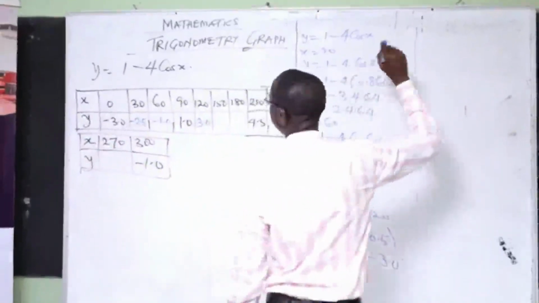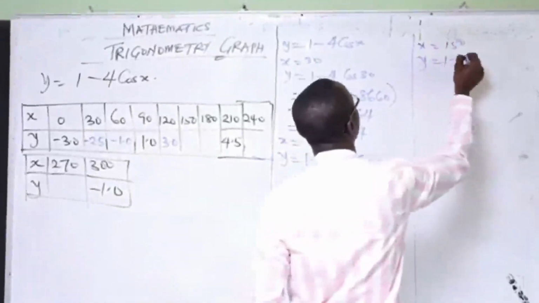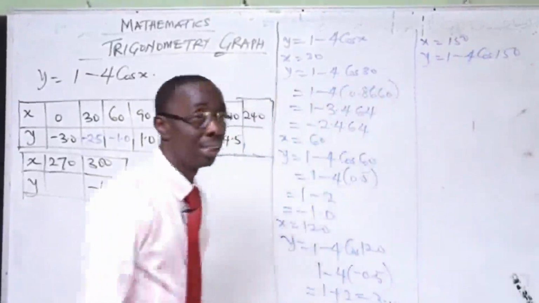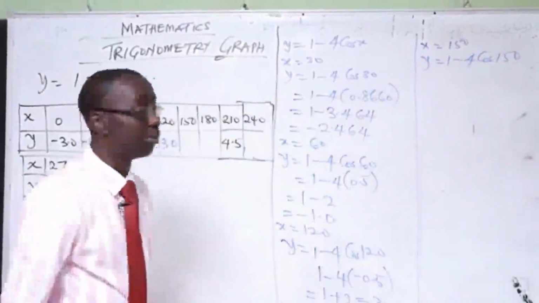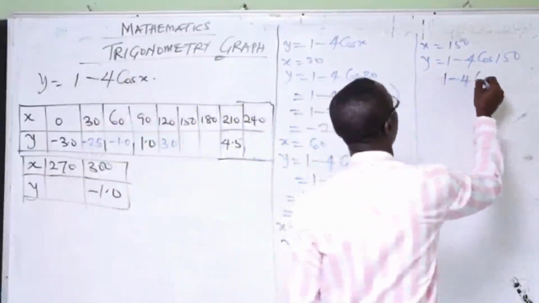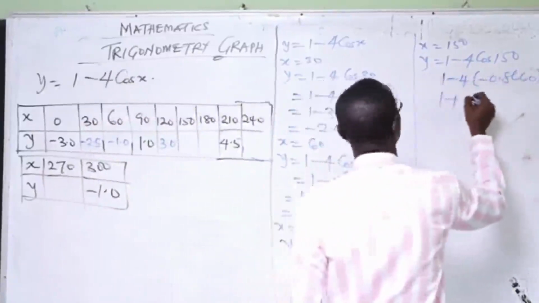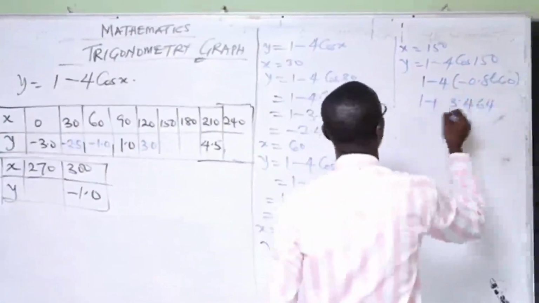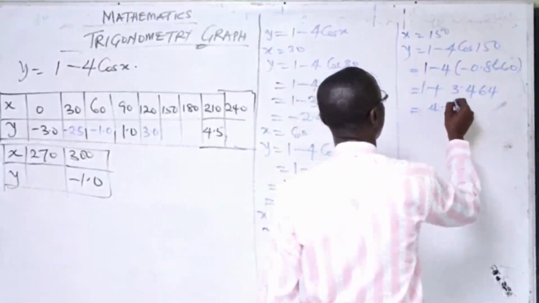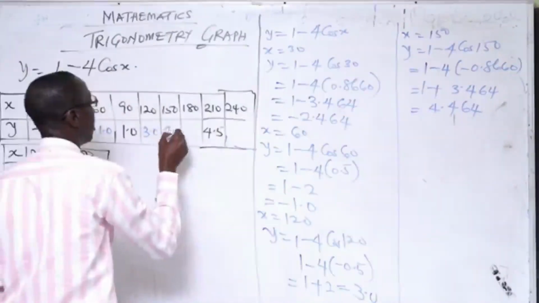The next one is 150. When x is equal to 150, y should be 1 minus 4 cos 150. Cos 150 is the same thing as cos 30, but it should be minus, so minus cos 30. And that will be 1 minus 4 into minus 0.8660. And that's 1 plus 3.464. And that is 4.464, which is 4.5. Are we on the same page?